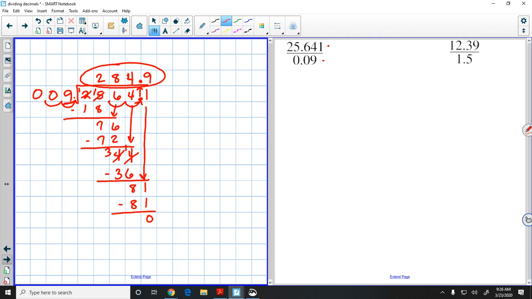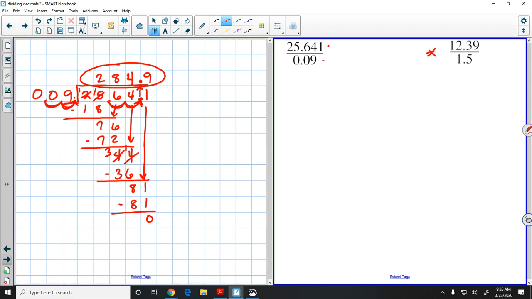So the biggest difference here is you just have to slide your decimal over however many places in both. And that's how you do it. If you want to pause and try this one right here, try it out and then check it in the calculator and see if you got the right answer. All right, that's how we divide decimals.